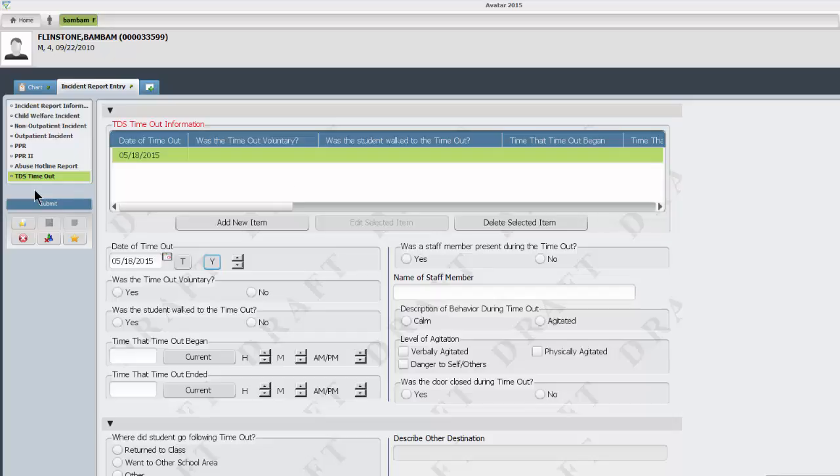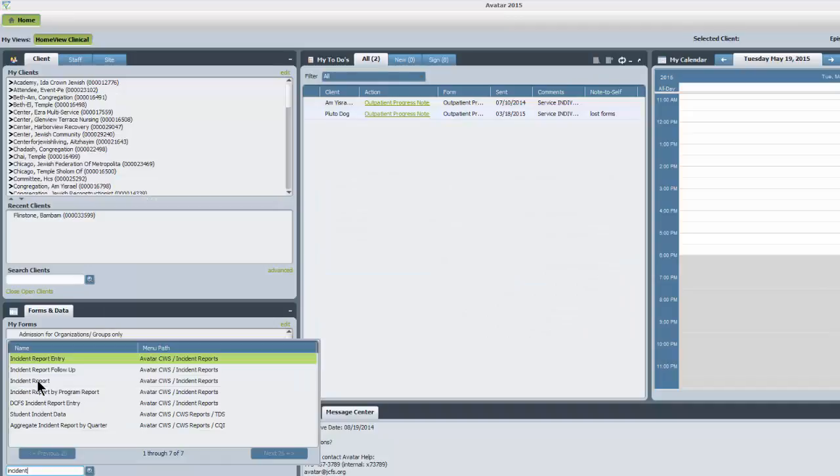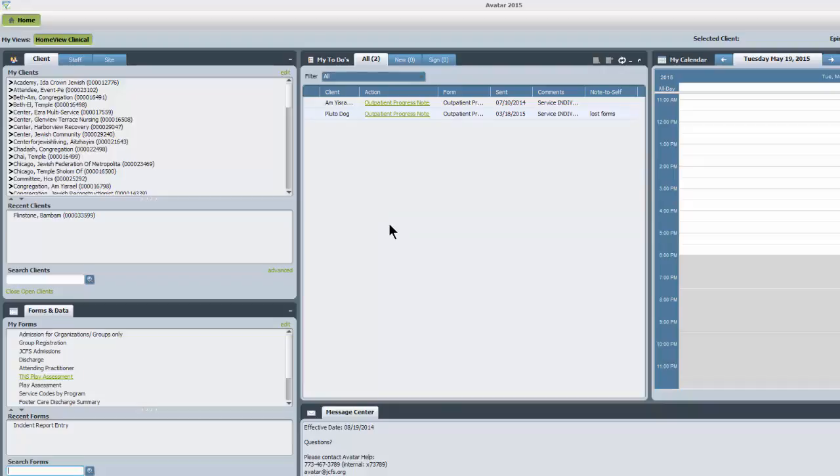Once you have completed all of the sections that are relevant for your client, you would click submit. You can then run an incident report. And again, because I didn't specify the client before I started, I'm going to have to locate the client through the search.